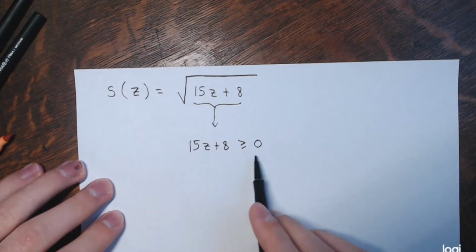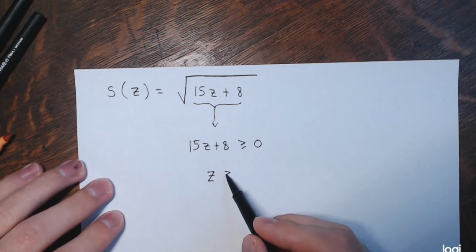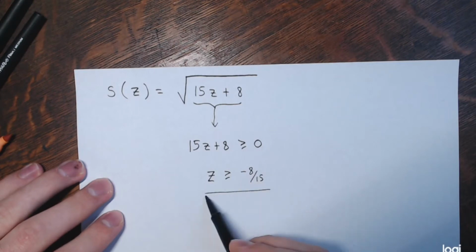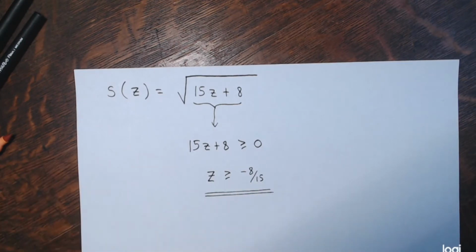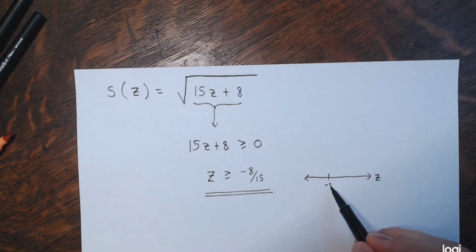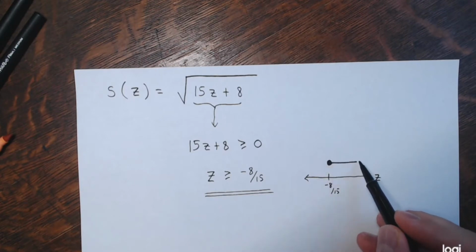So I set up this inequality and solve it, and this is simple enough. So z must be greater than or equal to negative 8/15. There's the domain. z must be a number greater than or equal to negative 8/15. And if you want to draw a little picture of that on a number line, you can. Nothing wrong with that, right? So here's a number line that represents possible values of z. Negative 8/15, let's say, is here. And we're talking greater than or equal to, so negative 8/15 is in the domain, and all the numbers greater than that are to the right.